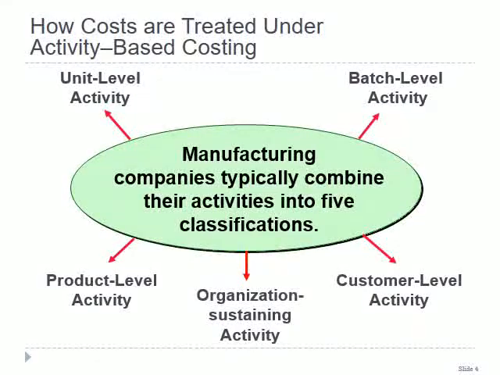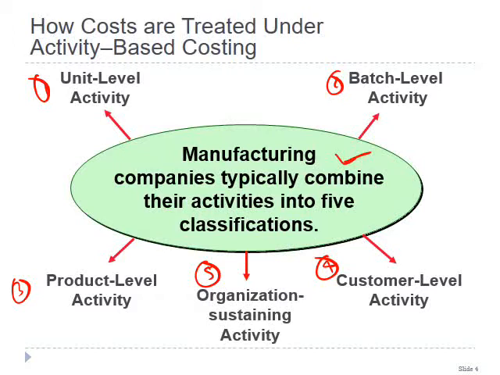So in activity-based costing, or ABC, companies typically combine their activities into the following 5 classifications. Number 1 is unit level activity, number 2 is batch level activity, number 3 is product level activity, number 4 is customer level activity, and number 5 is organization sustaining activity. Unit level activities are performed each time a unit is produced. The example is providing power to run processing equipment.